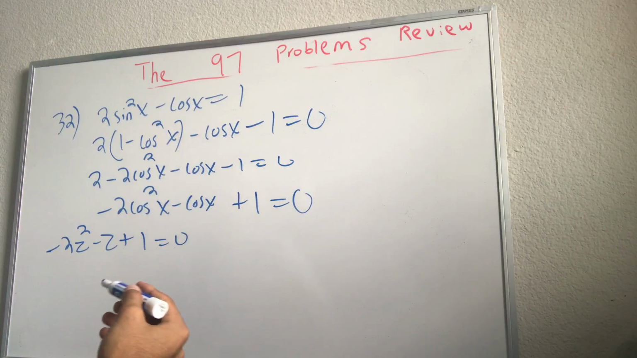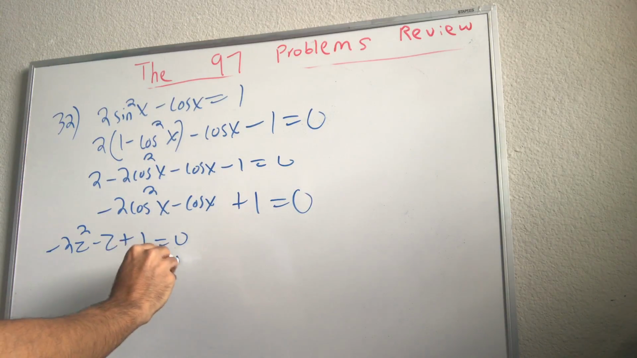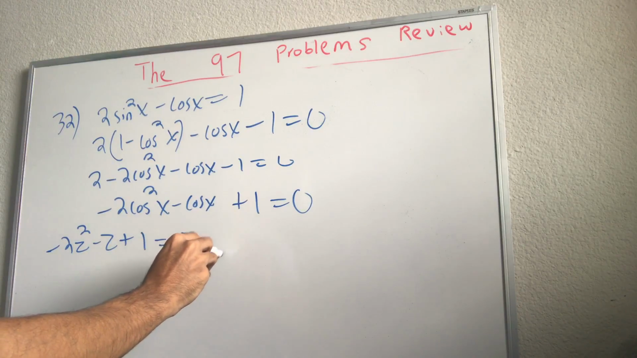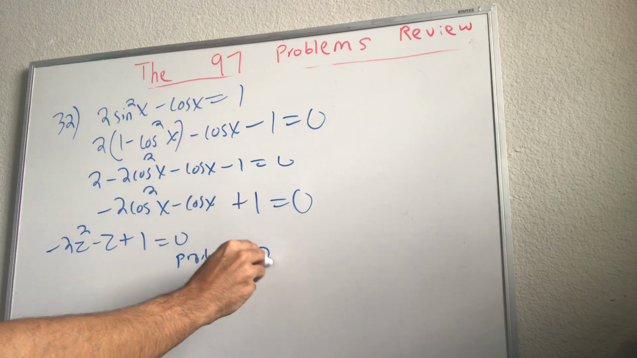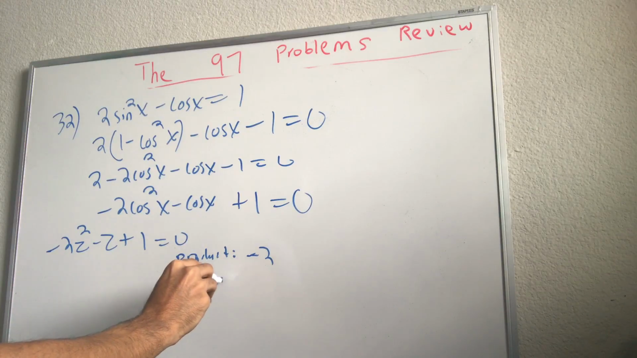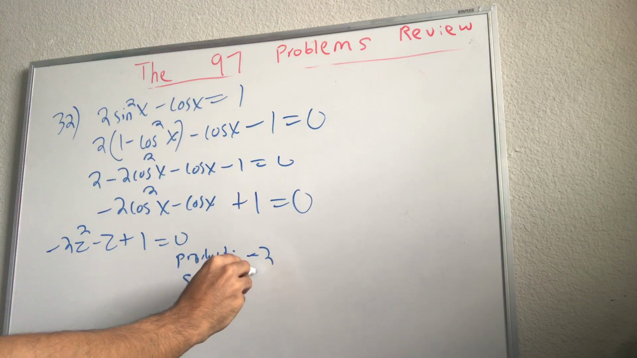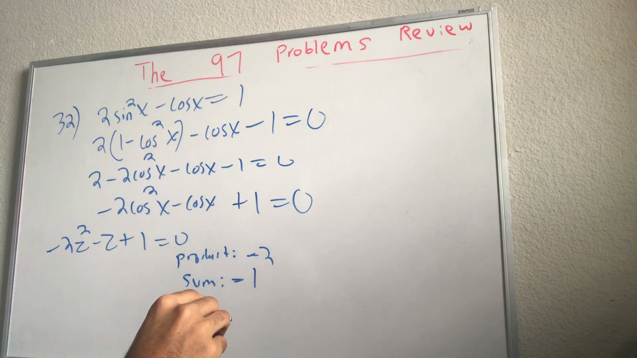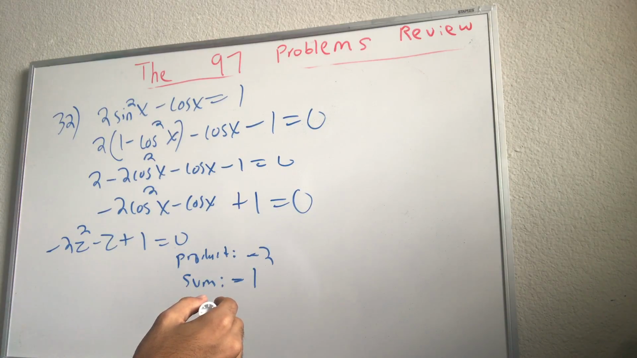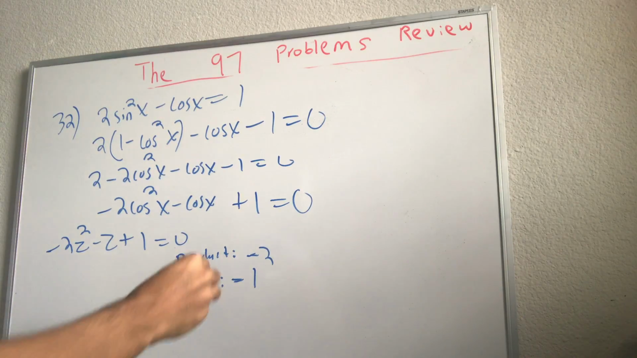You know that we're looking for two values that have a product of negative 2 and a sum of negative 1. So that's what we're looking at here. And so just looking at this, we know that negative 2 and 1 have a product of negative 2 and a sum of negative 1.